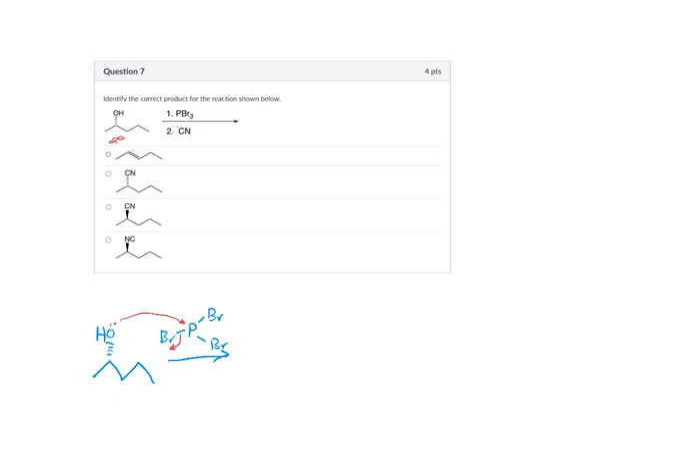That gives us an intermediate that looks like this. It still has the H on it here, and phosphorus dibromide, the plus here. And then we've also kicked out bromide. So in the second step of this, bromide acts as a nucleophile to displace this whole group, the phosphorus with the oxygen attached, as the leaving group.